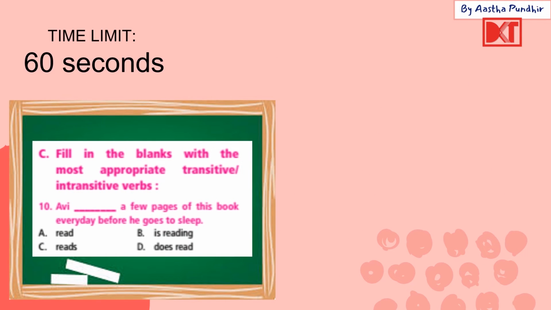Okay, here we have fill in the blanks with the most appropriate transitive or intransitive verb. The next category of questions, transitive and intransitive verbs. Let's read. Avi dash a few pages of this book every day before he goes to sleep. Avi read a few pages, is reading a few pages, reads a few pages, or does read a few pages. Here the correct answer is what? Avi reads a few pages of the book every day before he goes to sleep. Where are we getting this hint from? Here. Before he goes to sleep. This is an action which happens every day, regularly. Okay, so he reads, simple present form. Alright.